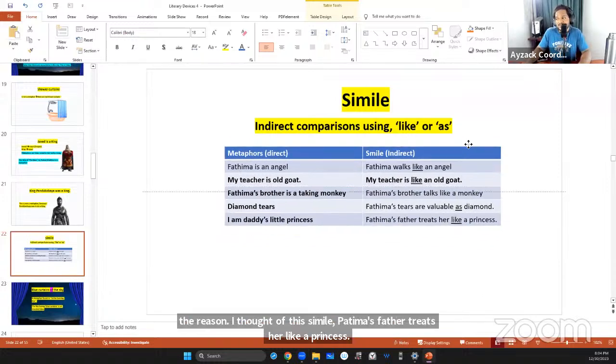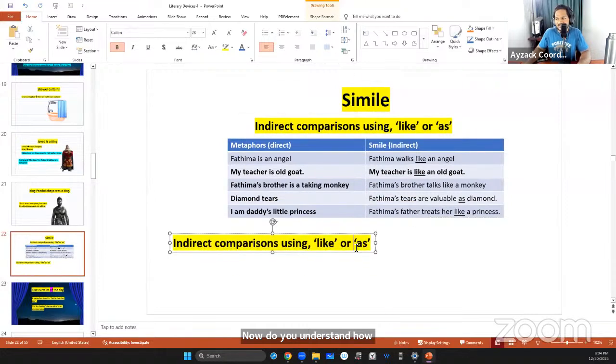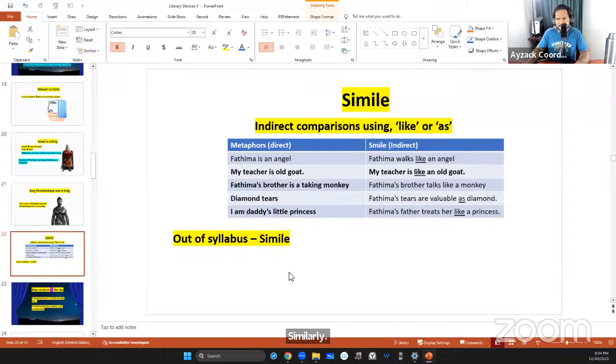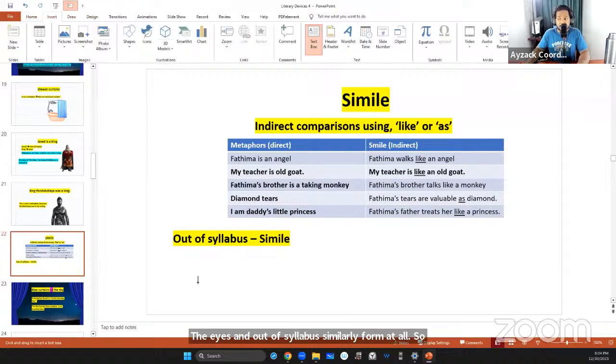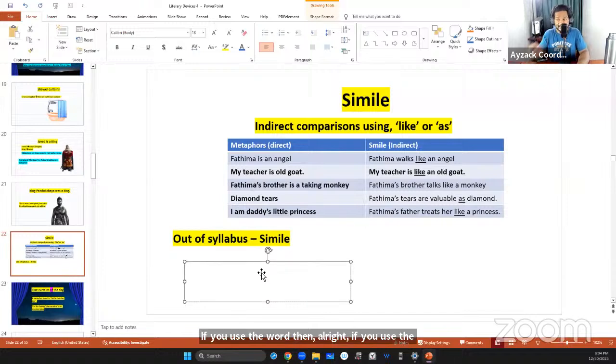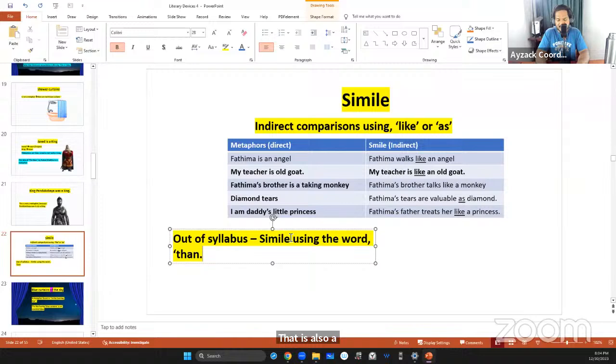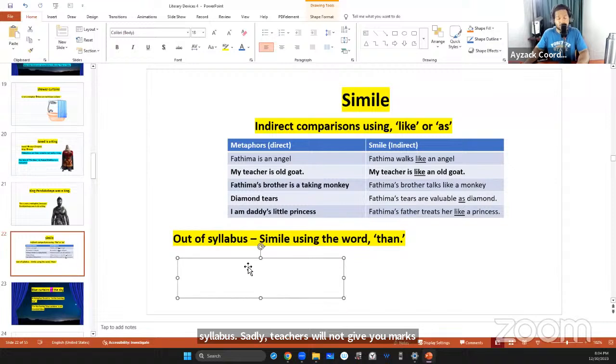But there is an out of syllabus simile format also. I can't forget that. I have to mention that also for you guys. Let me show you real quickly. If you use the word then, that is also a simile, but it is not recognized in our syllabus. Sadly, teachers will not give you marks because it is not defined in our syllabus. But yes, you can use the word then.